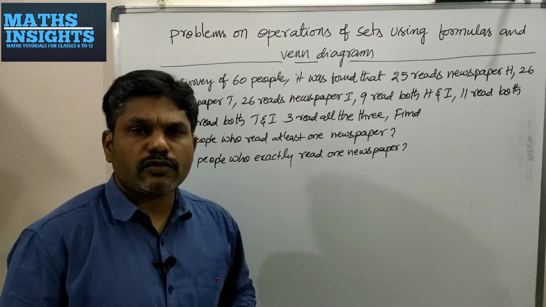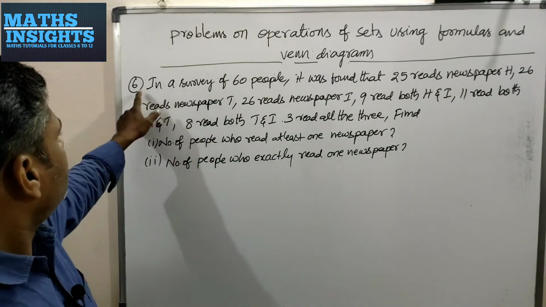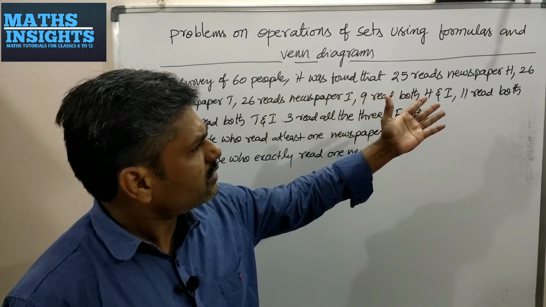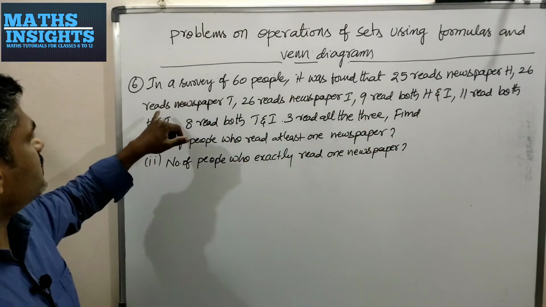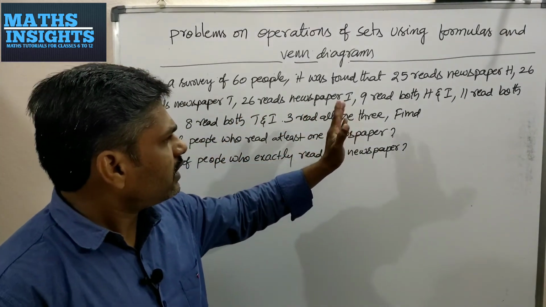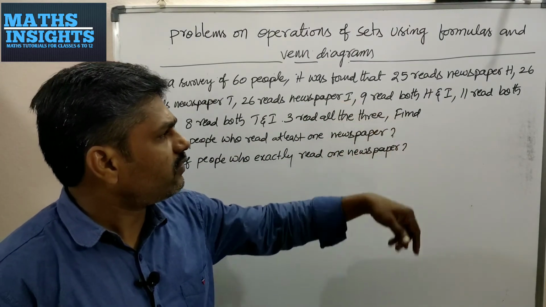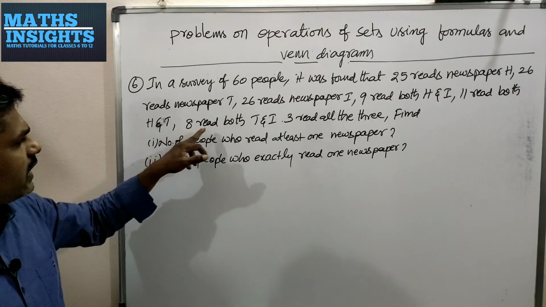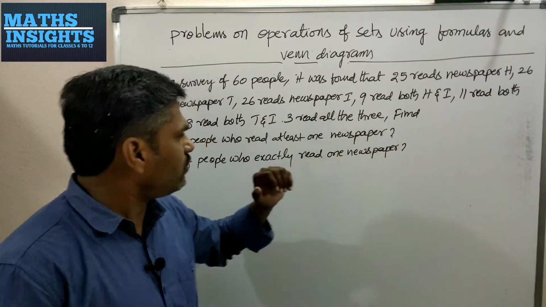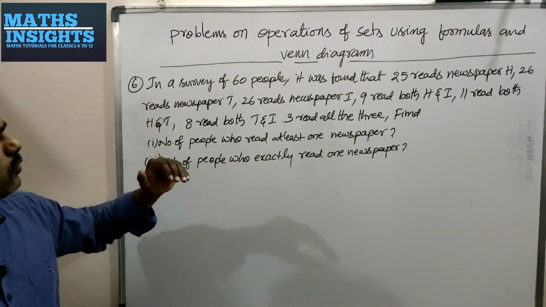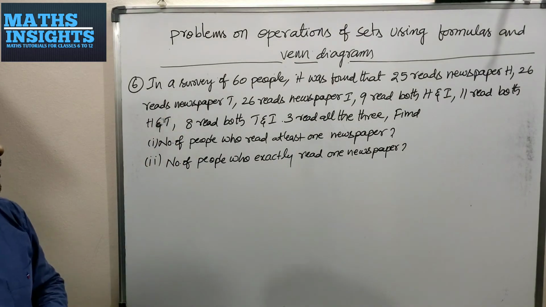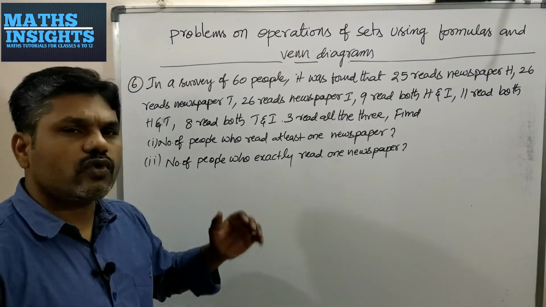Coming to the 6th problem, this is a very important problem. See, in a survey of 60 people, it was found that 25 read newspaper H, 26 read newspaper T, 26 again read newspaper I, 9 read both H and I, 11 read both H and T, 8 read both T and I, 3 read all the 3 papers. Then you have to find the first question, number of people who read at least one newspaper, and number of people who exactly read one newspaper. See, these 2 questions are very important.